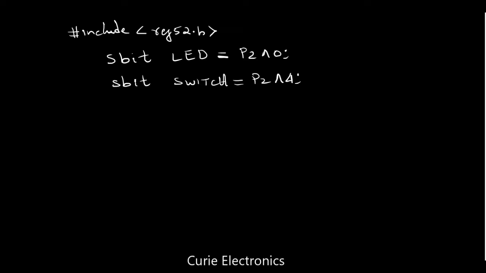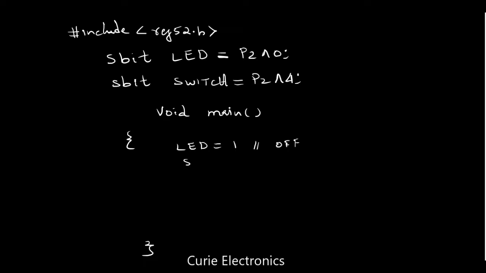Now what we need? We need one main function, void main. We are not returning anything, so I'll write void main. After void main you want two curly braces. Now when the program initializes, what is the value of LED? LED equal to 1. It means that now the LED is off.